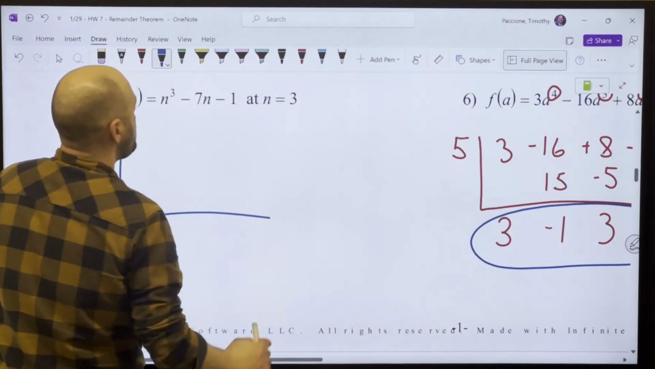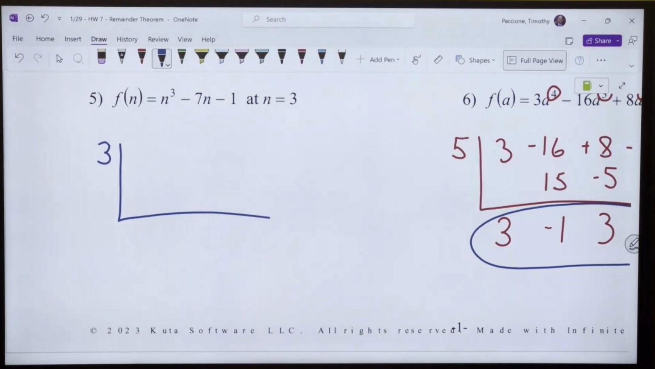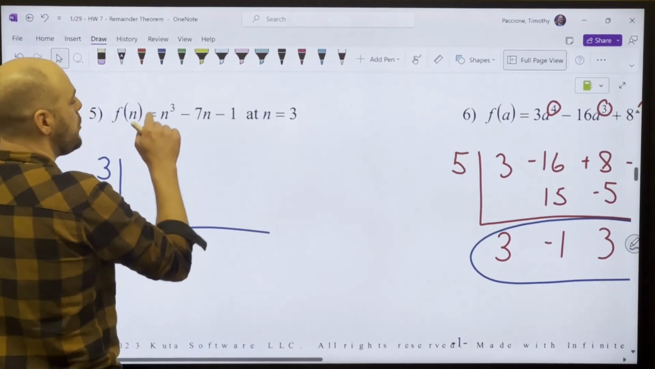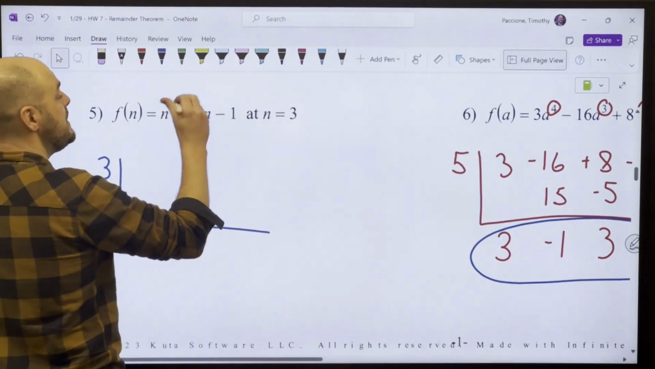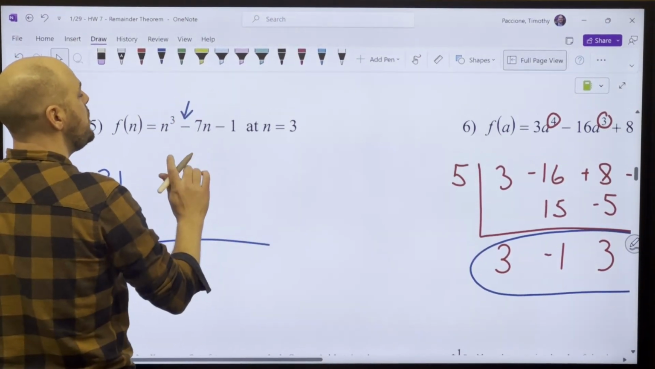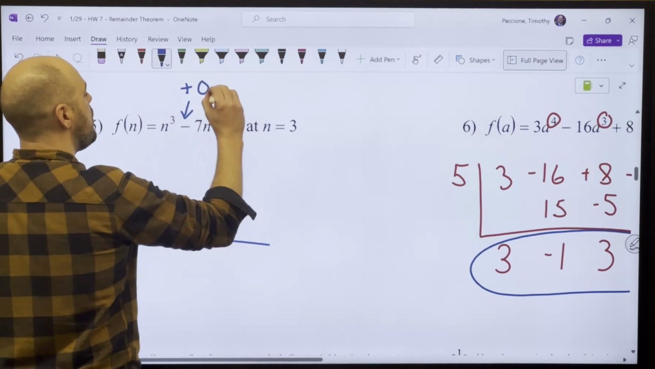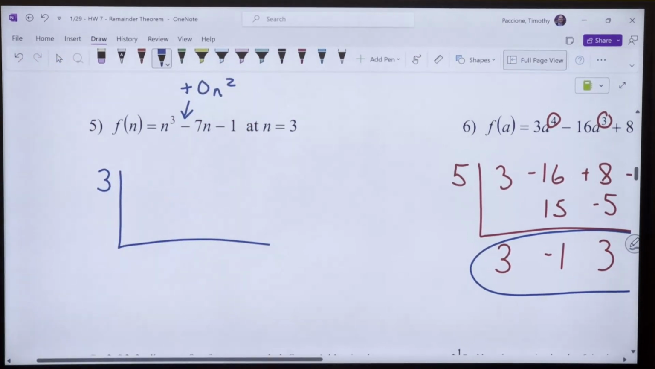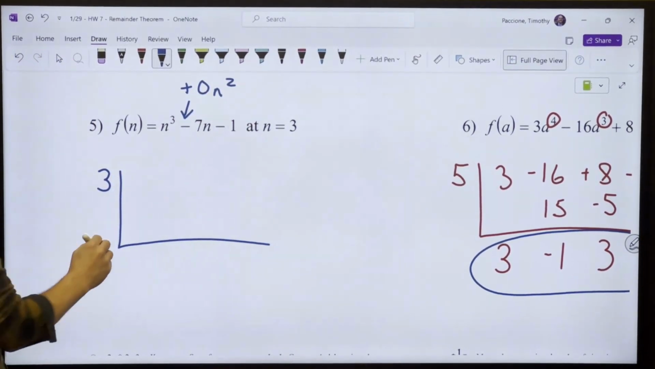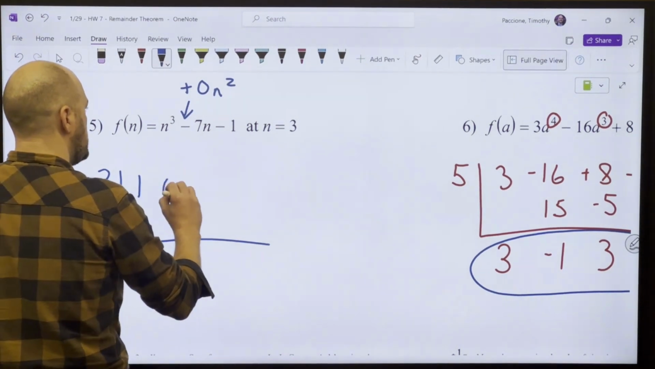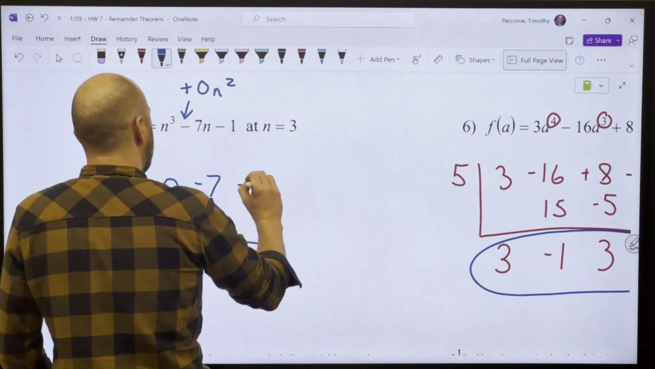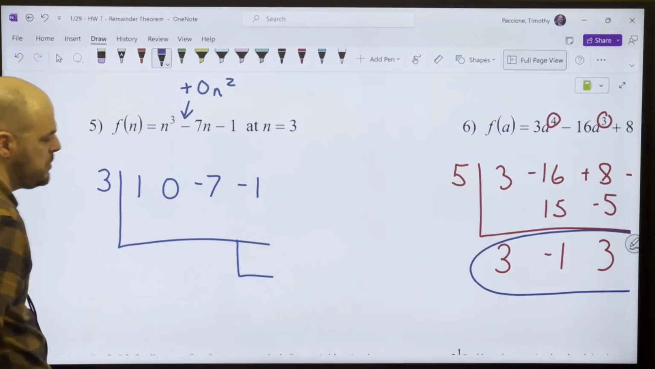Okay, number 5, I just want to at least set up because it's a little bit of a tricky one because it's missing something. What is it missing? N squared. N squared. So you always got to check, do I go 3, 2, nope, I'm missing my 2. So it's as if I put in an imaginary plus 0 n squared there. Just a placeholder, right? And now I have 1, 0, minus 7, minus 1.